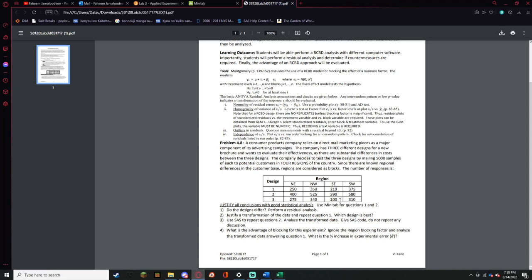We are given a specific study where we are mailing out 3 different designs for a specific brochure to different regions. We have design 1, 2, and 3 of a brochure. Here are all our regions, and let's consider these counts, these numbers in the blocks of the table as the number that we are receiving back, the number of surveys. We are aware that the regions we are mailing them to is a nuisance factor.